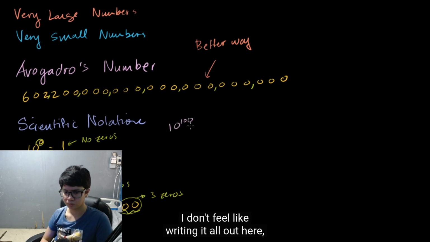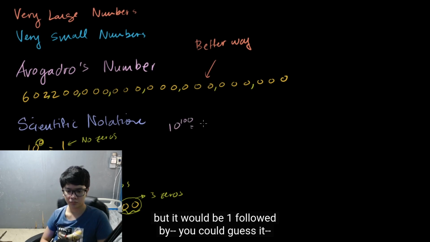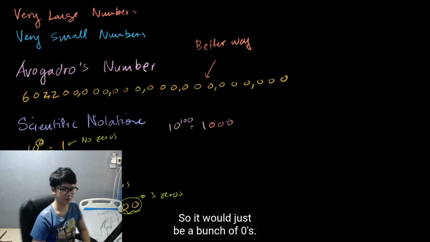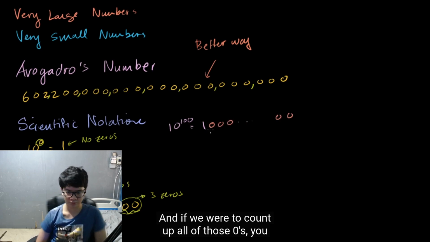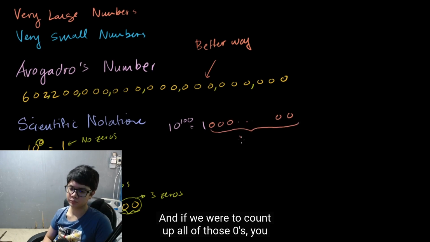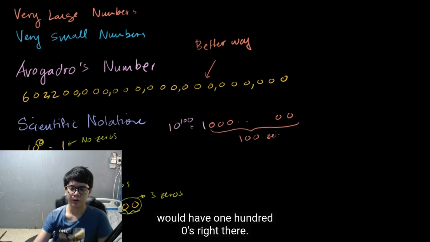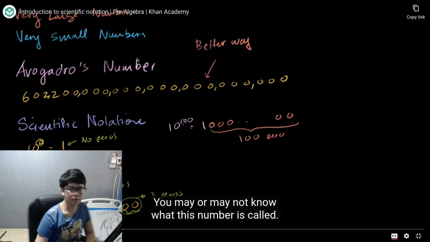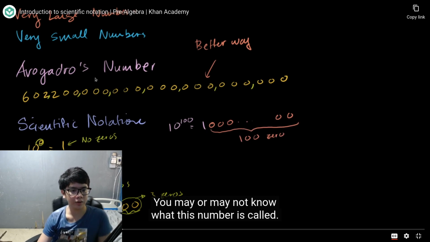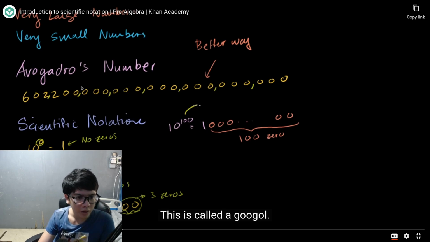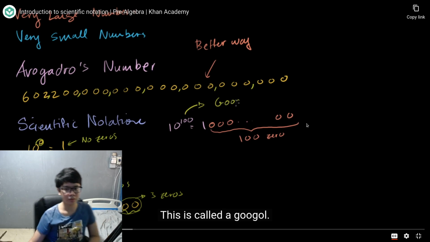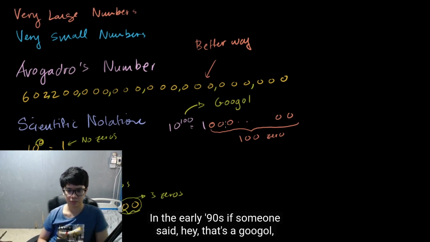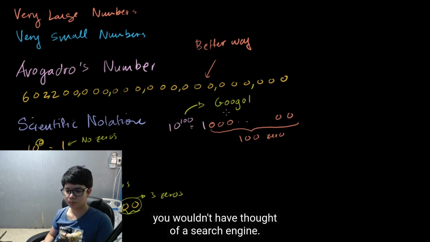I don't feel like writing it all out here, but it would be 1 followed by, as you could guess, 100 zeros. It would just be a bunch of zeros. If we were to count up all of those zeros, we would have 100 zeros right there. Actually, this might be interesting: just as an aside, you may or may not know what this number is called. This is called a googol. In the early 90s, if someone said, "Hey, that's a Google," you wouldn't have thought of a search engine.